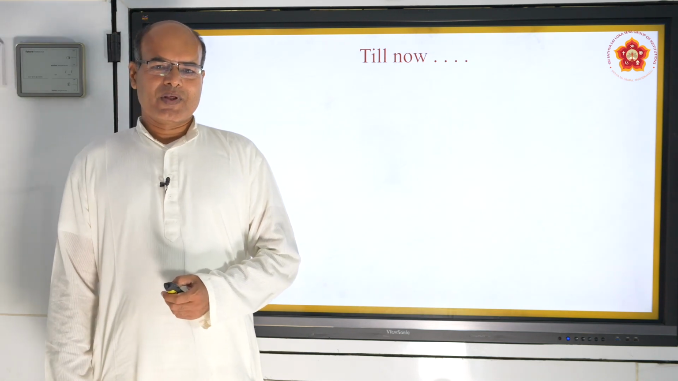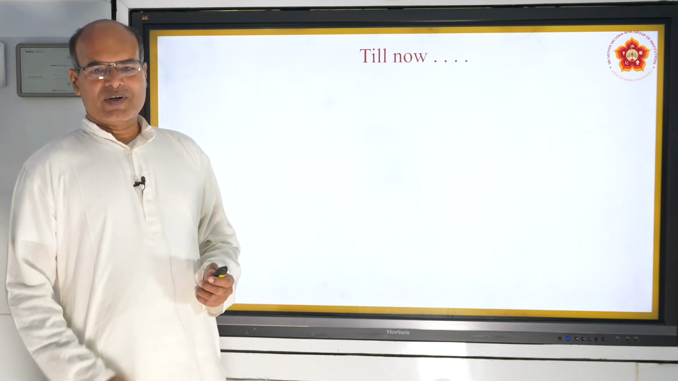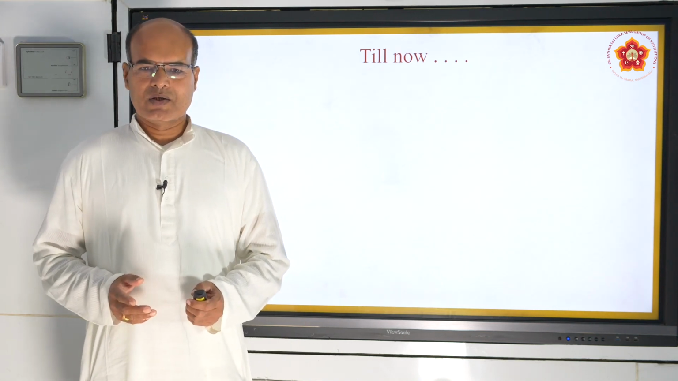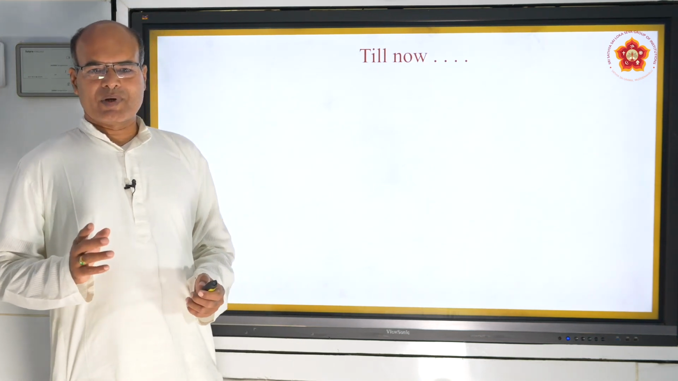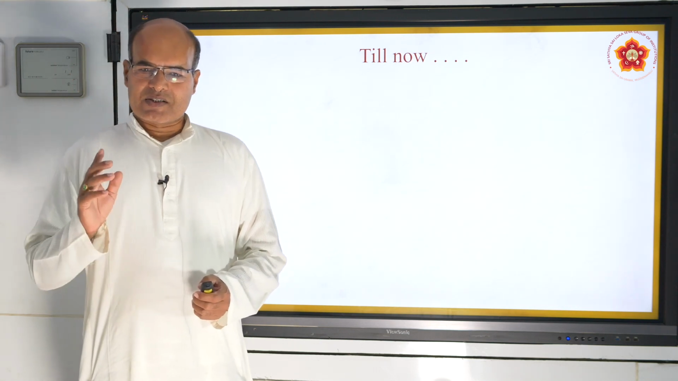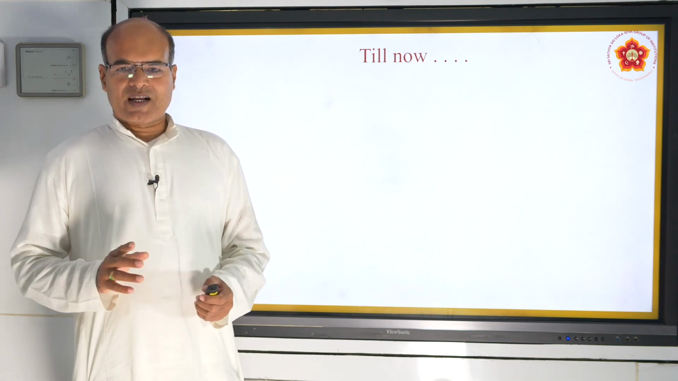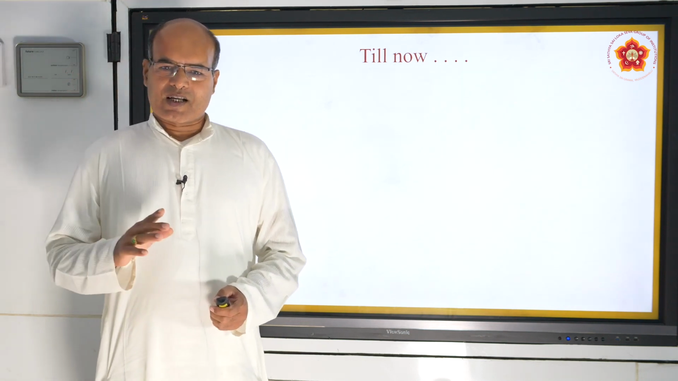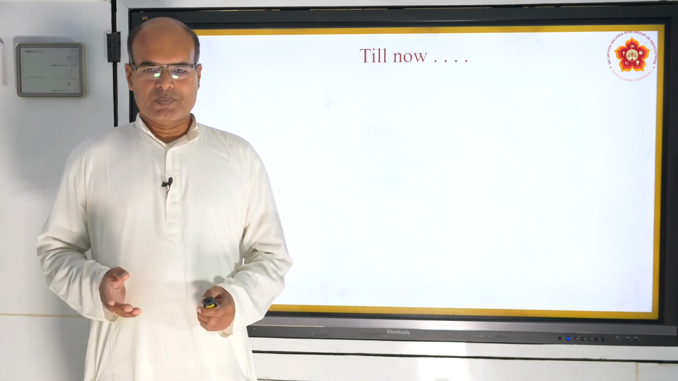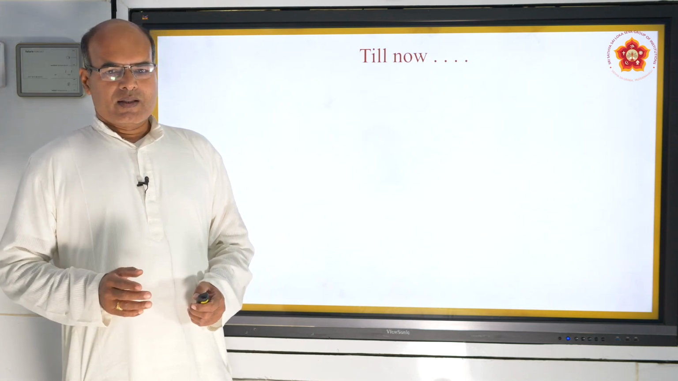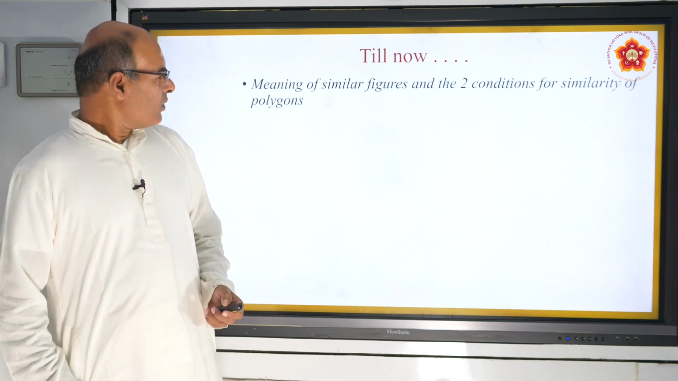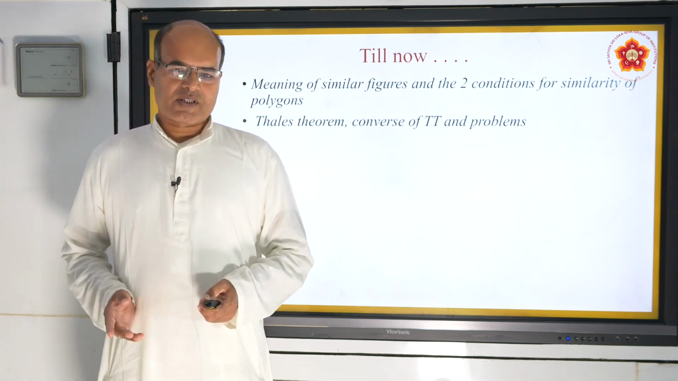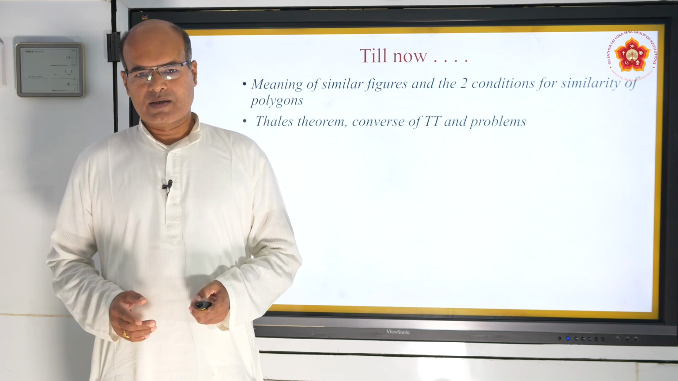Till now, in the first video, we have discussed the conditions for the similarity of polygons. Two polygons having the same number of sides are similar if their corresponding angles are equal and their corresponding sides are in the same ratio. In the second video, we proved the Thales theorem, its converse and corollaries.